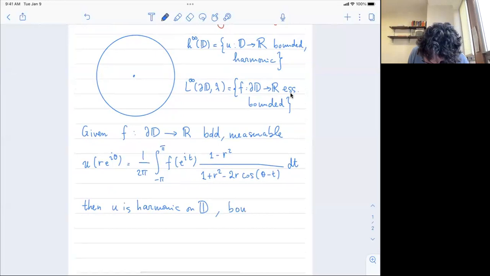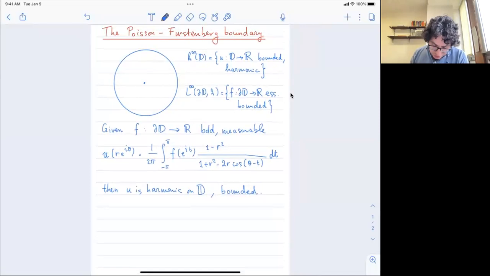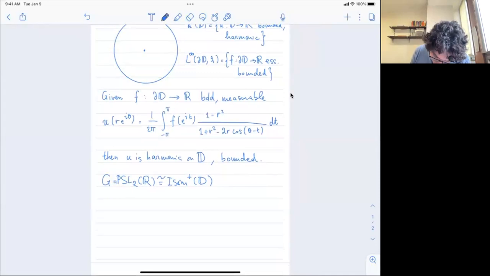Then last time I did this calculation, and now it's also in the next version of the notes, that showed how this formula that seems complicated can be thought of as an integral with respect to measures that come from the group action of SL2R on the boundary. So the group here is G, SL2R, or let's say PSL2R, which is the isometry group of D. And of course, this also acts by homeomorphisms on the boundary.